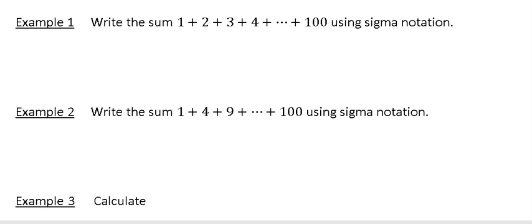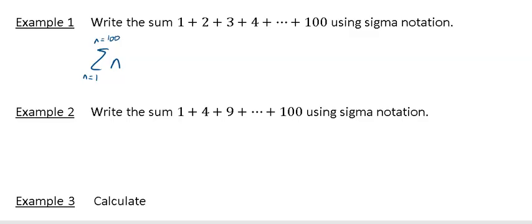Example 1 says, write the sum 1 plus 2 plus 3 plus 4 all the way up to 100 using the sigma notation. There are loads of different ways you could do this. So this gets started. I'll show you 2 of these. This is the sum, clearly just the sum of the numbers, the natural numbers being added up. And we start with n is equal to 1, and we finish with n is equal to 100.